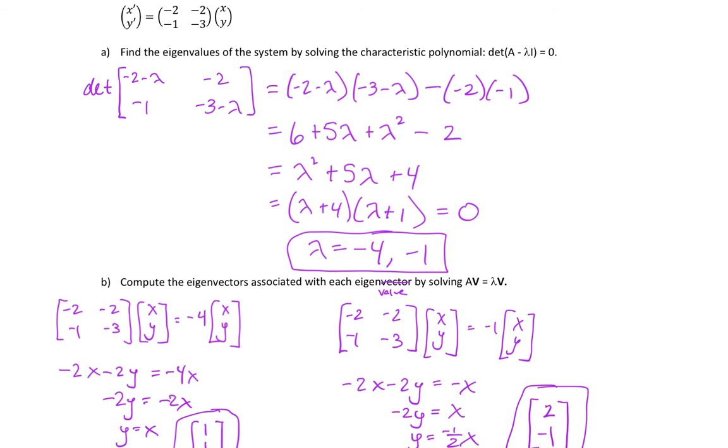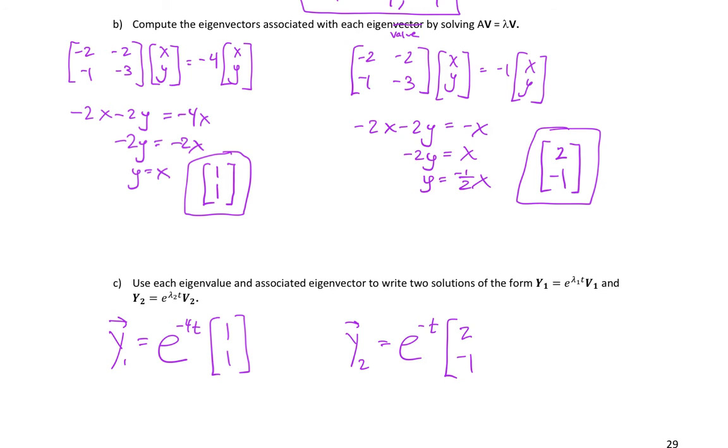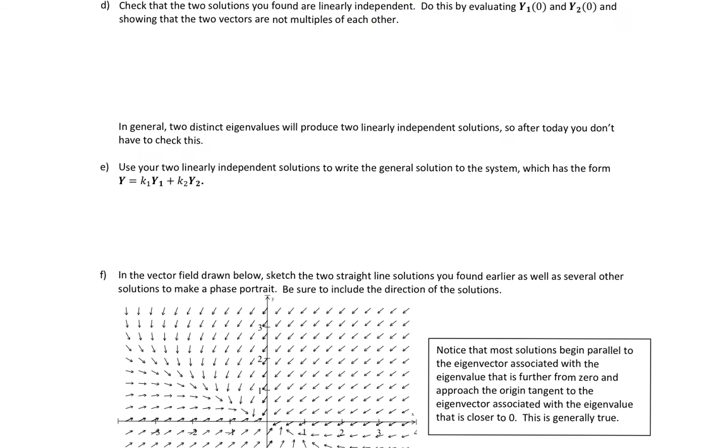Okay, now we use each eigenvalue and associated eigenvector to write a solution of the form e to the lambda t times v. So my first solution is y1 is e to the -4t times the associated eigenvector (1, 1). And my second particular solution is going to be e to the -t times the associated eigenvector (2, -1).